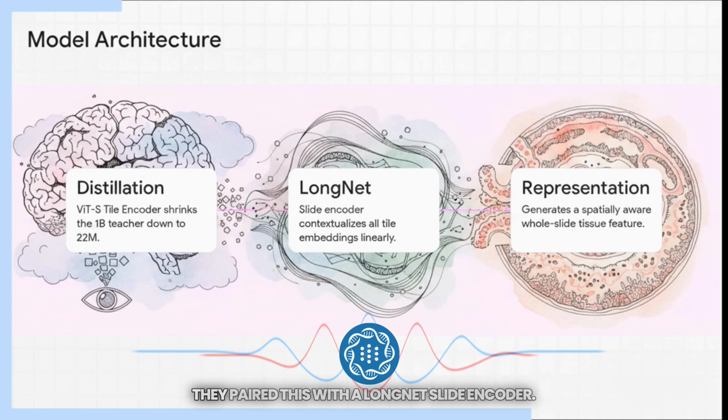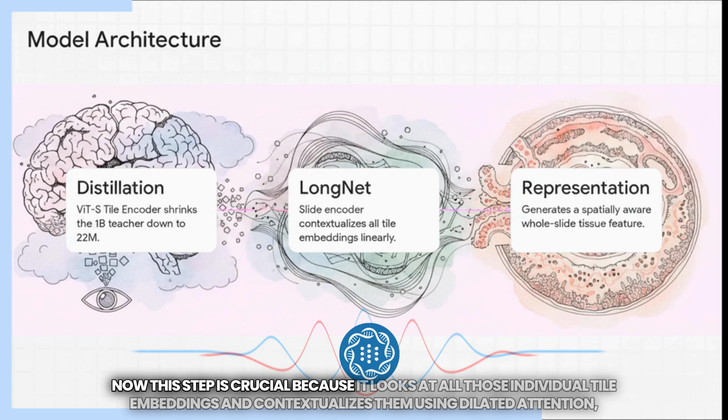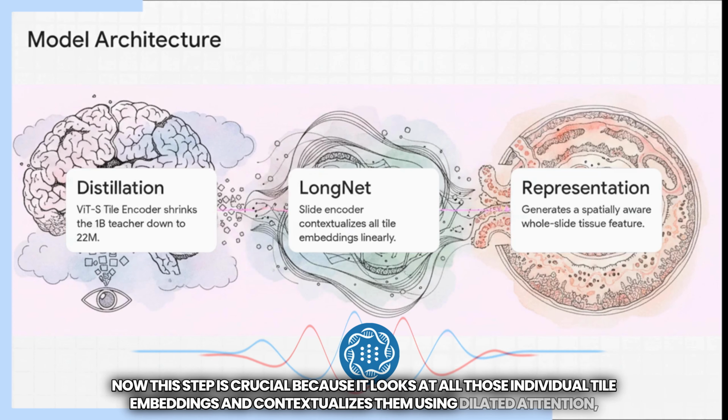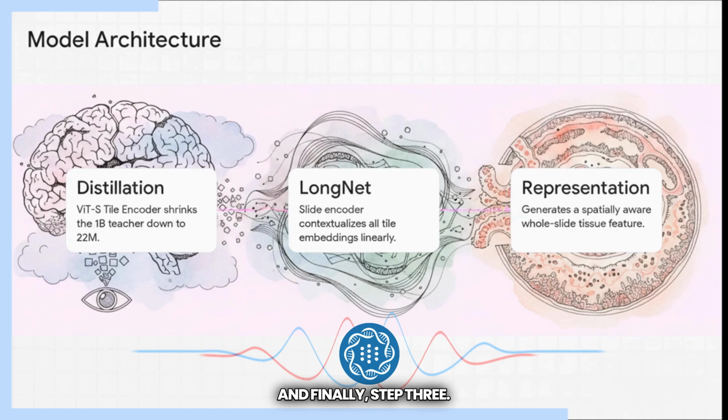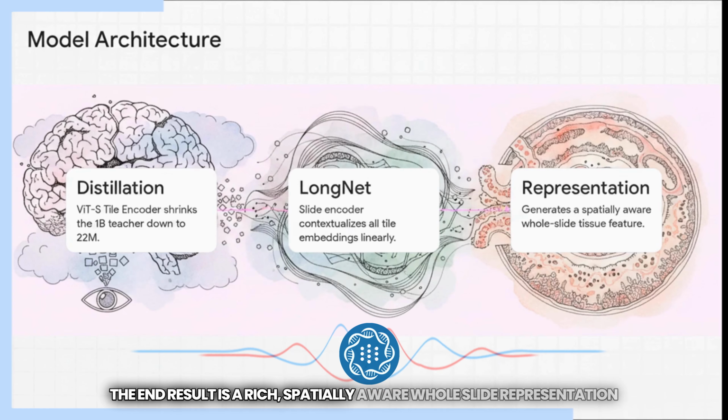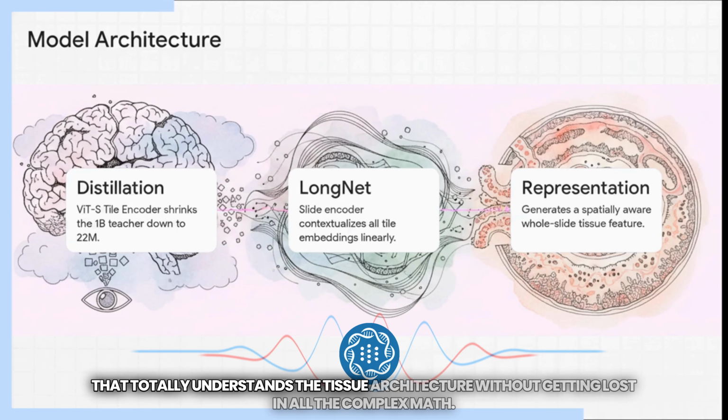Okay, step two, they paired this with a LongNet slide encoder. This step is crucial because it looks at all those individual tile embeddings and contextualizes them using dilated attention, which actually scales linearly so it doesn't just crash the whole system. And finally, step three, the end result is a rich, spatially aware, whole slide representation that totally understands the tissue architecture without getting lost in all the complex math.